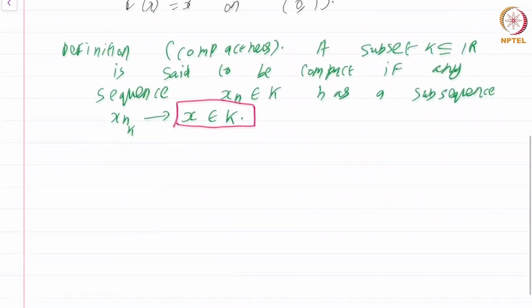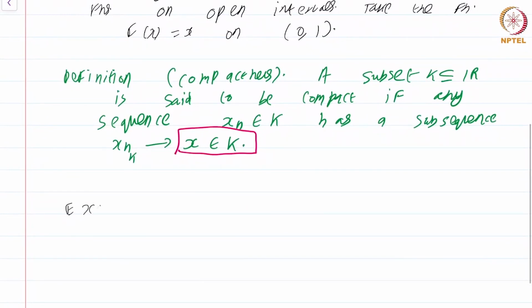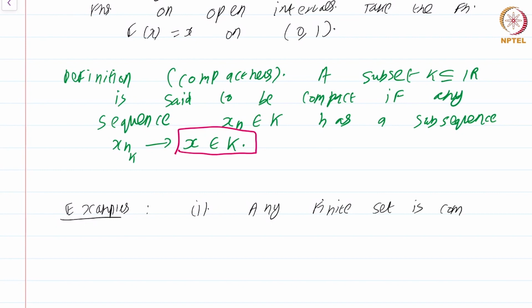Immediately we should see a few examples. Example 1: any finite set is compact. I will just verbally give the argument because it's fairly straightforward. Take a finite set, take any sequence. Then it is natural that one element of this finite set has to be repeated infinitely often. There is no other way that you can construct a sequence from a finite set. Therefore, you have found the requisite convergent subsequence.